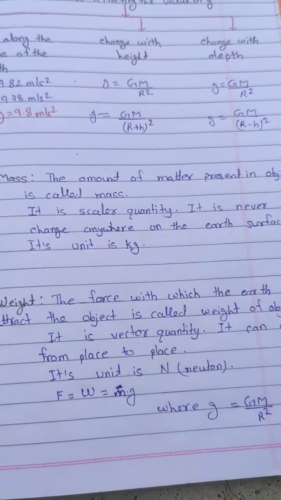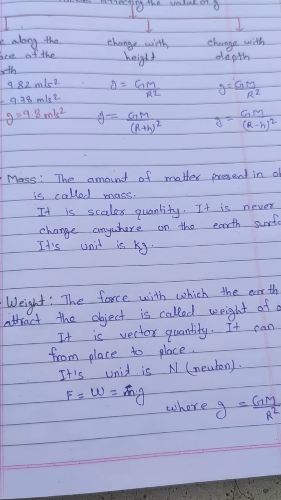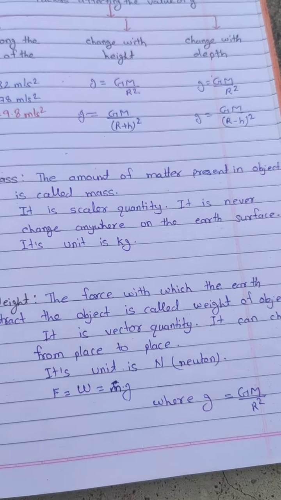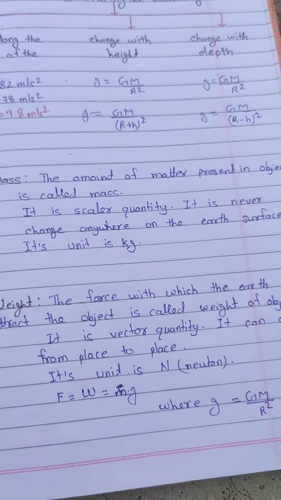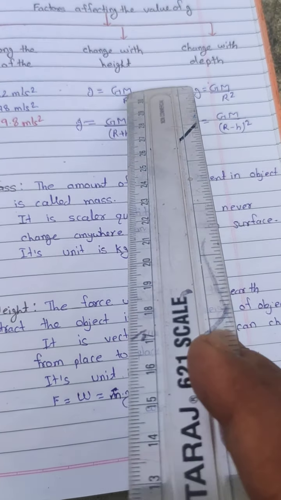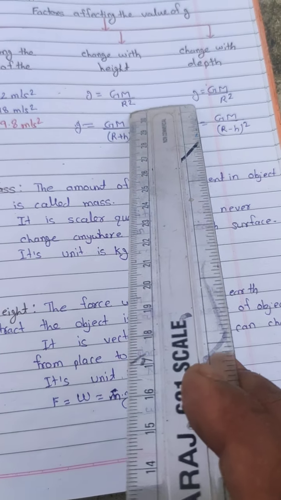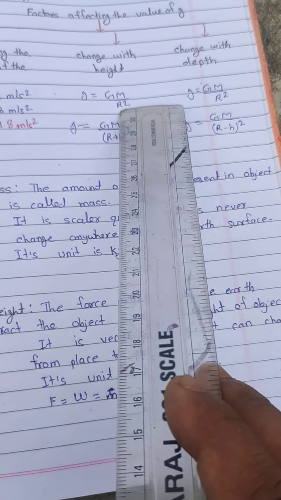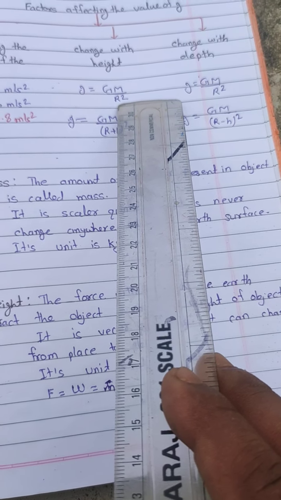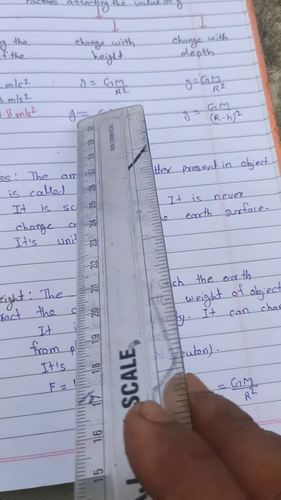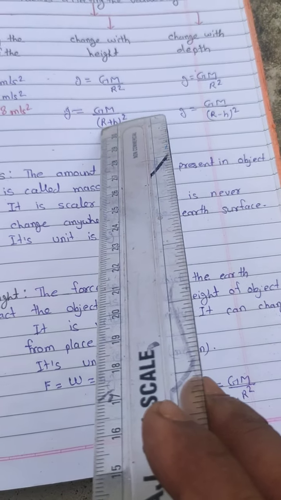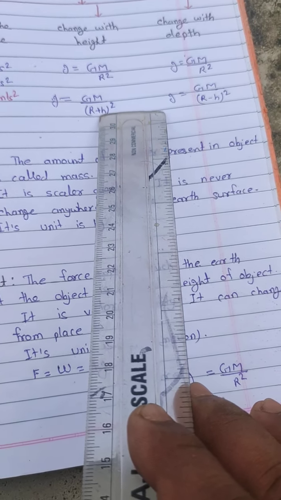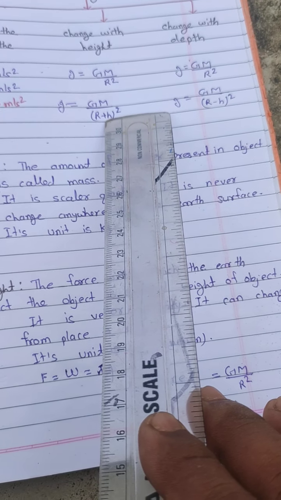Change with height means any object is moving upward, above the surface of the earth. Then the formula of g, GM upon r square, gravity equals gravitational constant into mass upon the square of the radius of the earth, becomes g equals GM upon (r plus h) square. Here h is the height of the object.